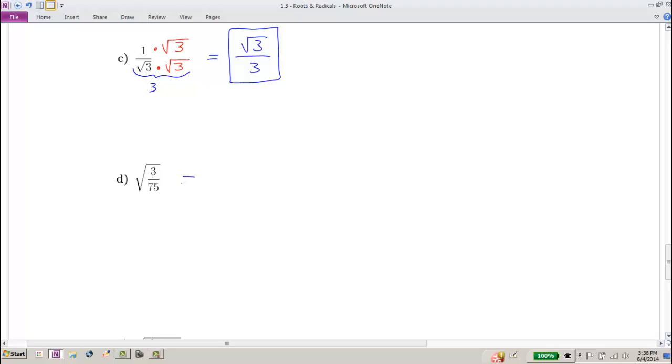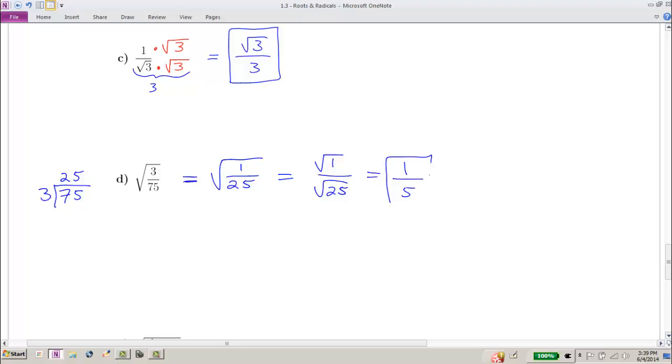And in part D, we have a fraction inside a radical, and we can start out, if possible, now this isn't always the case, but here we might notice that 3 goes into 75. We can reduce that fraction first, and that'll help make this easier. So 75 divided by 3 is 25, so we can reduce this as the square root of 1 over 25. And now looking at this, we have a fraction inside the radical. We can use that property that says we can split up a radical over division. So we have the square root of 1 over the square root of 25. These are both perfect squares. Square root of 1 is 1, square root of 25 is 5, and there we are simplified.